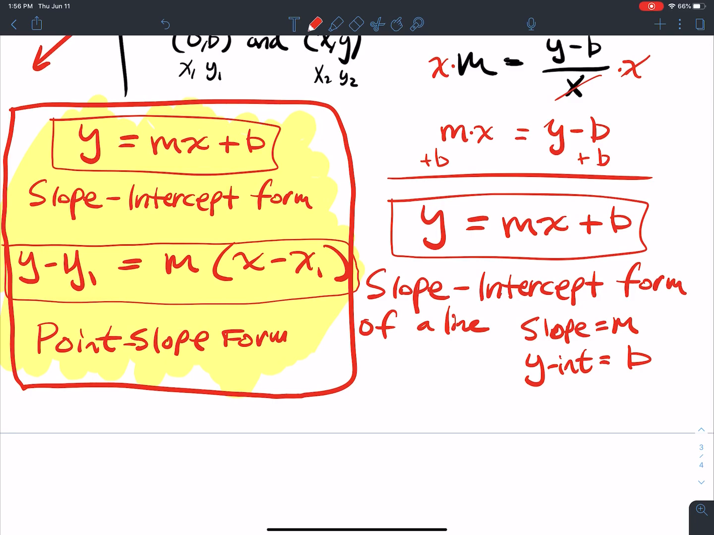All right, in the next video, we'll do examples finding equations of lines.